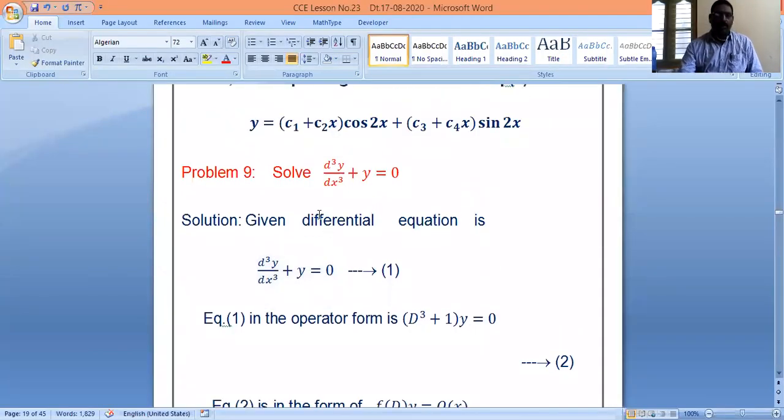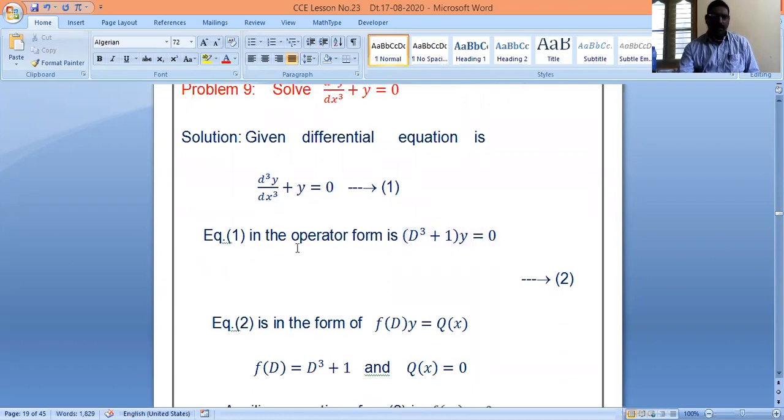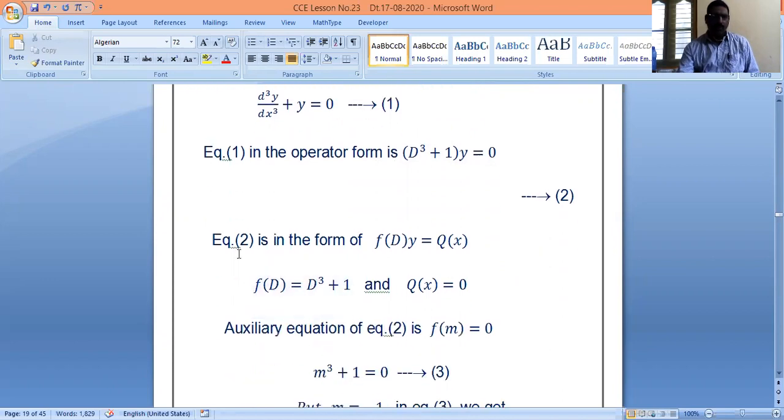Now, problem 9. Here the given differential equation is d cube y by dx cube plus y is equal to 0. That is equation 1. Equation 1 in the operator form is (D cube plus 1) y is equal to 0. That is equation 2. Now equation 2 is in the form of f of D into y is equal to Q of x. Here f of D is equal to D cube plus 1 and Q of x is equal to 0.